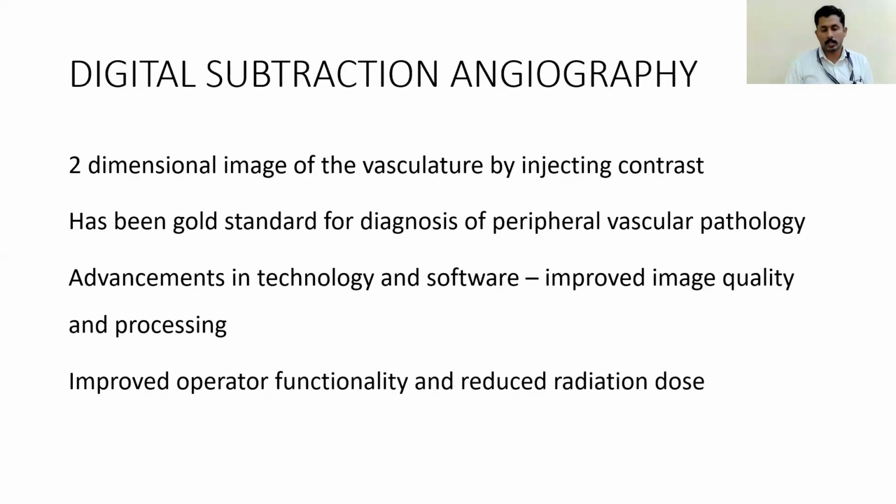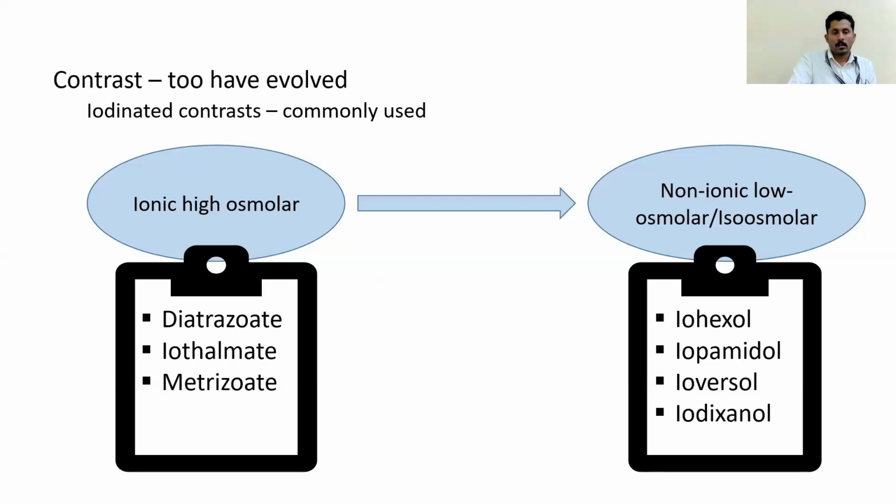Then coming to digital subtraction angiography, a two-dimensional image of the vasculature is obtained by injecting iodinated contrast. Access will be through the blood vessel. We will puncture the blood vessel under ultrasound guidance. We will keep the sheath inside, and through that sheath we will inject the iodinated contrast, which will give the dynamic vasculature of the patient in real time. The disadvantages and advantages of CT and MRI we already discussed.